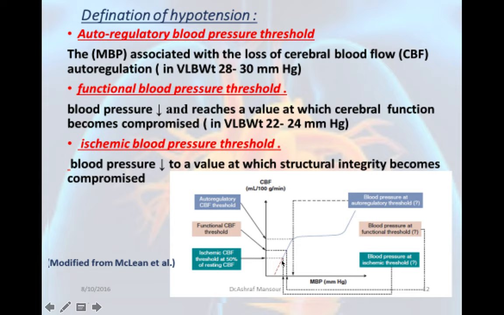These three points are roughly not well estimated in different babies according to the age and the weight. This is roughly. You have to look at the flow, you have to look at the function, you have to look at the perfusion. Don't take the mean blood pressure as the only parameter. Okay, so this is the definition of hypotension: the autoregulatory blood pressure, the functional blood pressure, and at the end, the ischemic blood pressure.